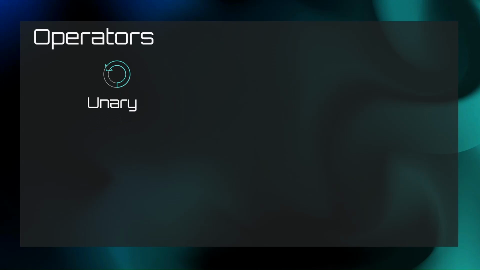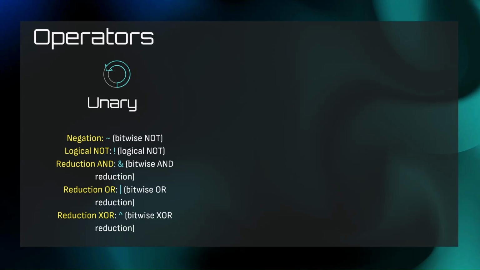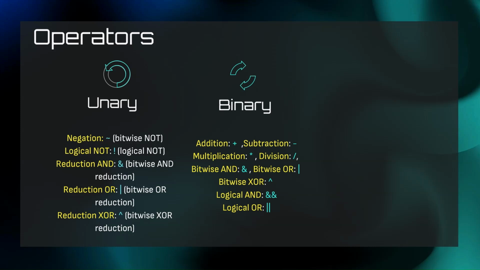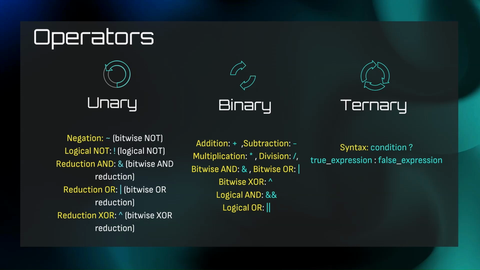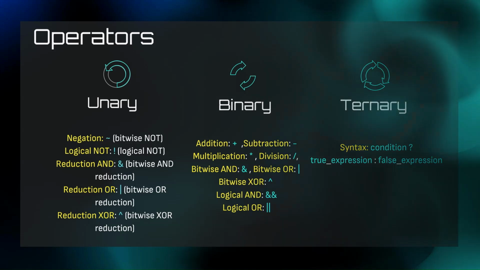Unary operators operate on a single operand to perform actions like negation and logical or reduction operations. Binary operators, on the other hand, work with two operands and are used for arithmetic, logical, and bitwise operations. They include common arithmetic operations as well as bitwise and logical operations. Finally, the ternary operator provides a compact way to write an if-else statement with the syntax condition ? true expression : false expression. Depending on the condition, either the true expression or the false expression is evaluated.